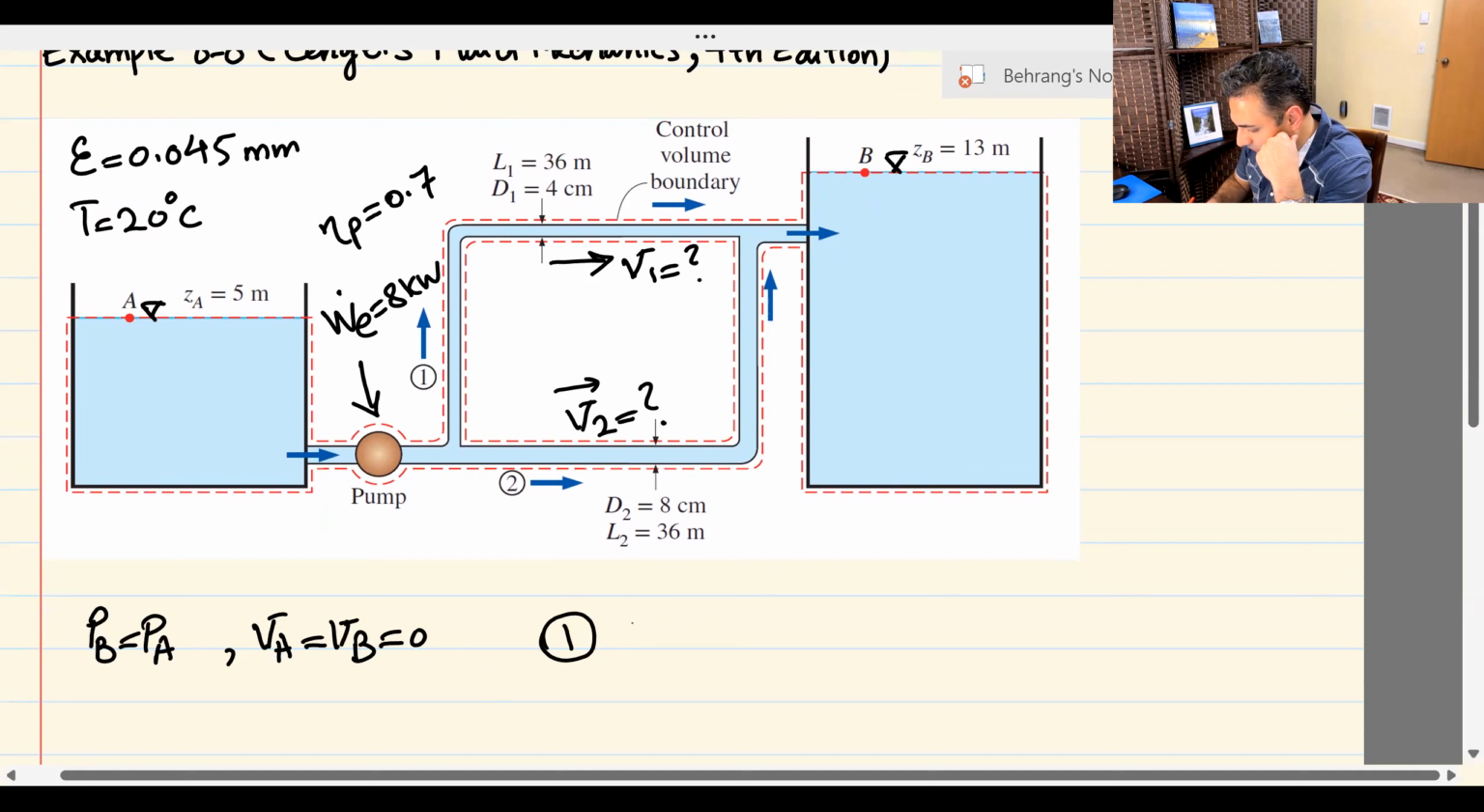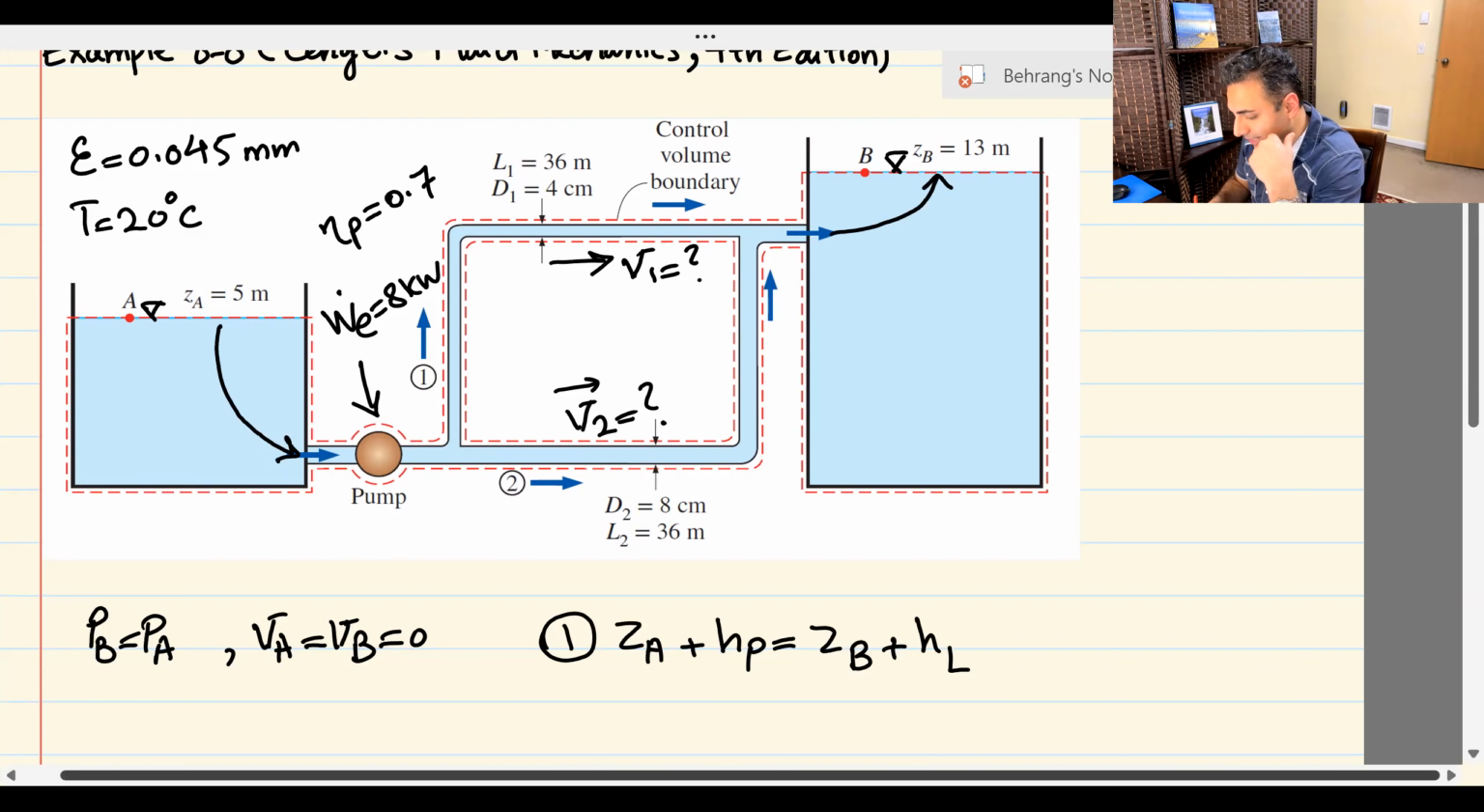Your first equation simplifies as ZA, and then from ZA you have to look at where we are going. We're going through the pump here, then through both branches, and it comes out. So ZA plus pump head equals ZB plus all the head loss from point A to point B. That's the first equation. Right now I have two unknowns in this equation: HP is an unknown value, and HL is also unknown.